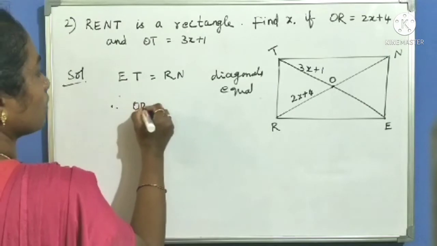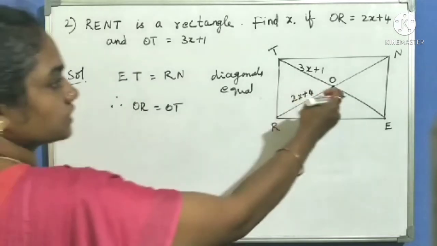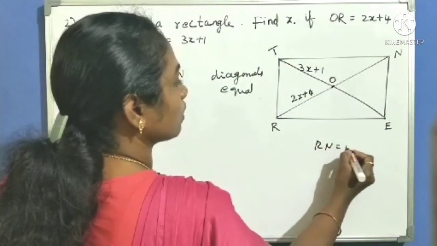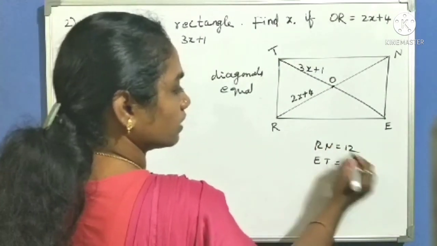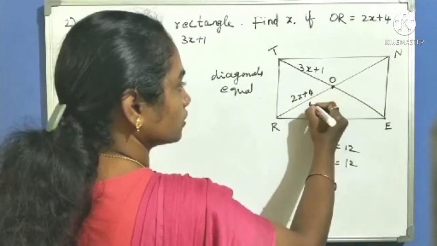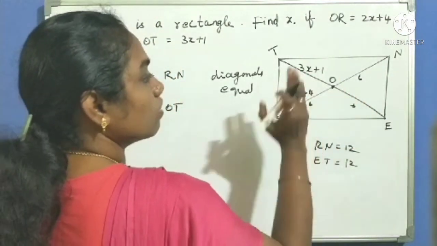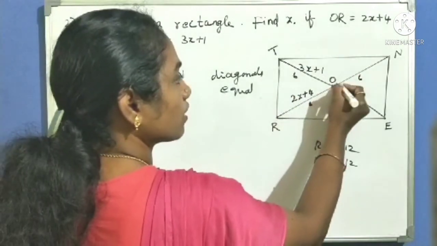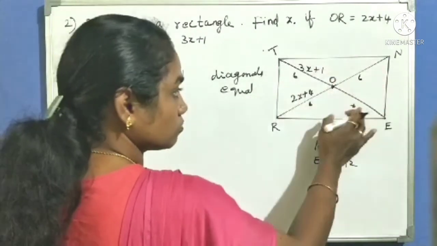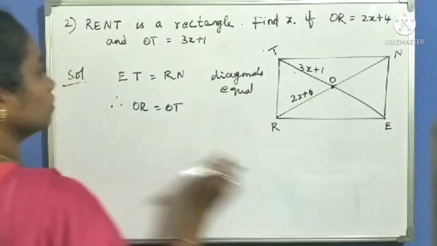Therefore OR is equal to OT. Okay, OR equals OT. Say, in case RN is 12, then ET is also 12, because diagonals are equal. This is the center, the midpoint, so this is 6 and 6, and the same thing, this is also 6 and 6. So the diagonals bisect each other, meaning OR equals ON, and OT equals OE. But here the diagonals are also equal, so all the parts are equal. Understand? So OR equals OT.